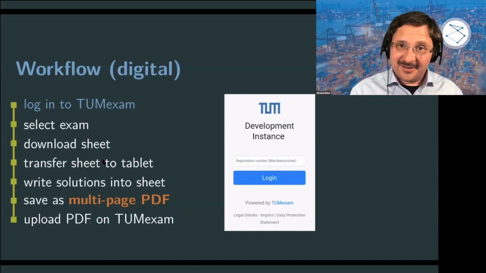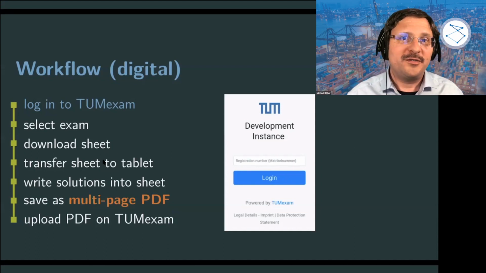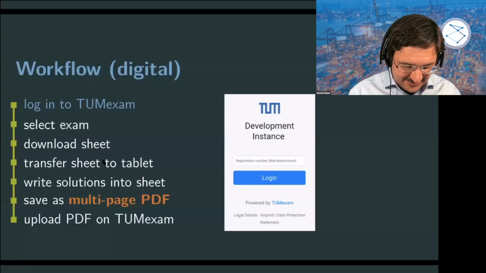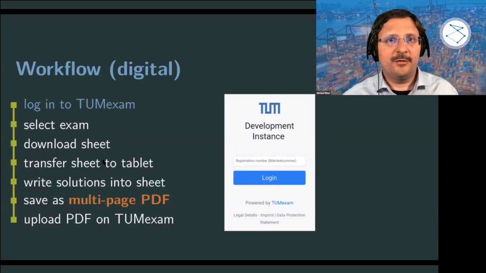Okay, to log in, again, use that link. That is a personalized link, so please do not forward that to anyone else. And to log in, you also need your registration number. Please remember to also enter the leading 0, otherwise it won't work.